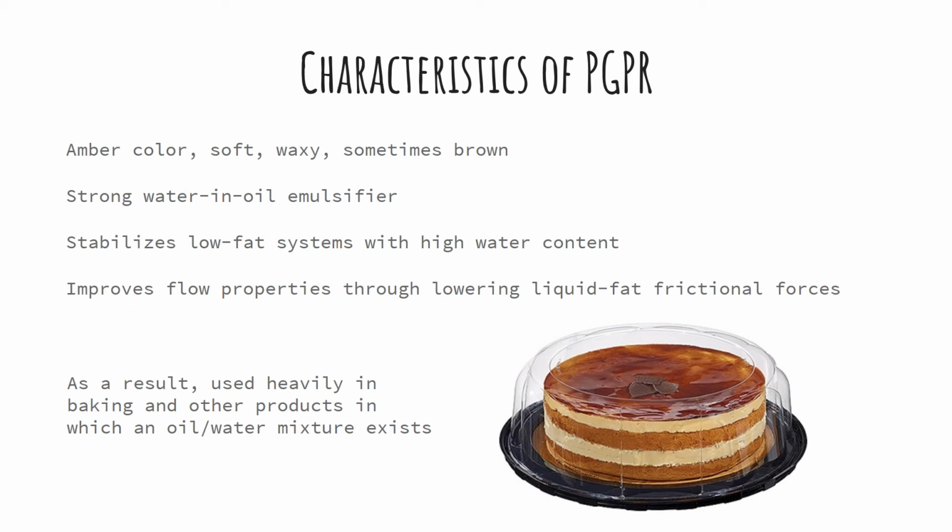Some of the characteristics of PGPR include an amber-brown color with a soft and waxy texture. PGPR's most important characteristic is that it is a very strong emulsifier, which stabilizes systems that contain low fat and high water concentrations. It also affects the viscosity of the mixtures that it binds with, lowering the frictional forces between the water and fat molecules, improving the flow rates. As a result, PGPR is heavily used in baking and in other products that include fatty oil and water mixtures.